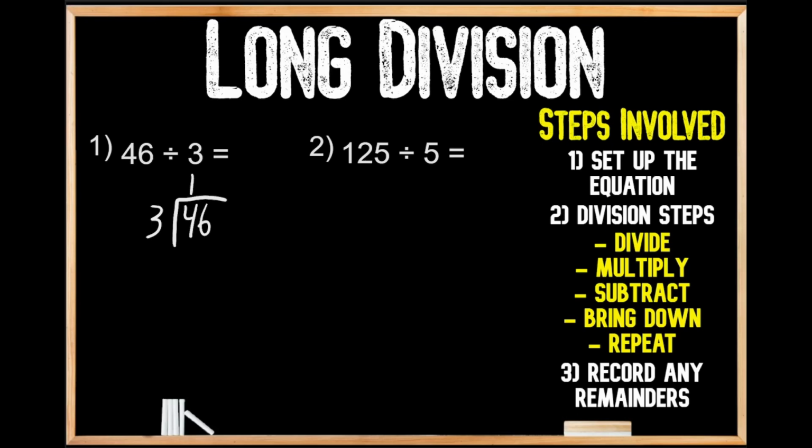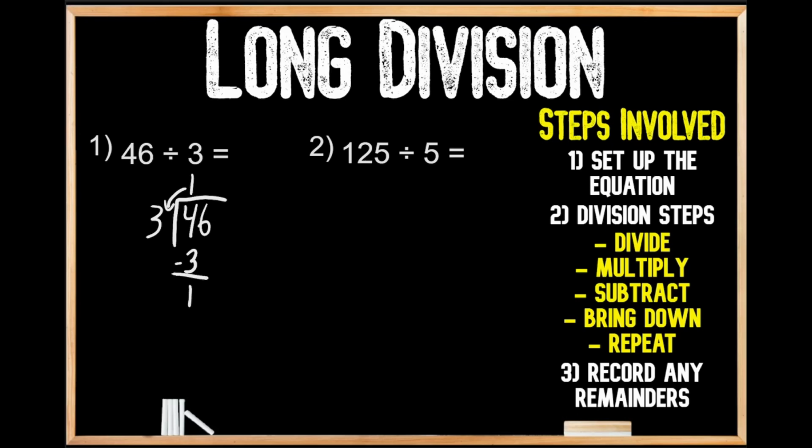Now I can move on to my next division step, which is to multiply. So I'm going to multiply 1 times 3, which we know gives us 3. Now we can move on to the next step, which is to actually subtract here. And we're going to subtract 3 from 4, which gives us 1.